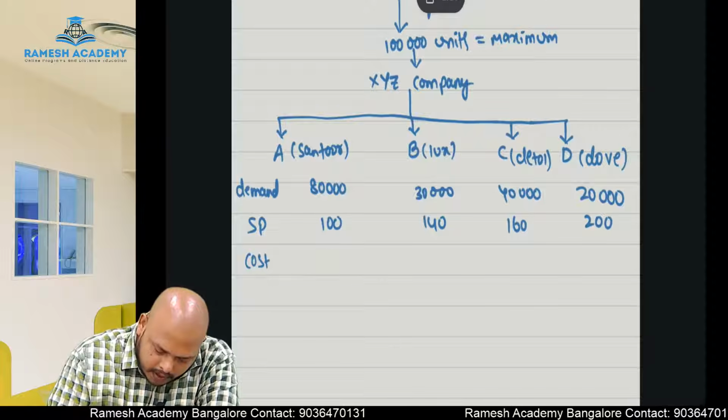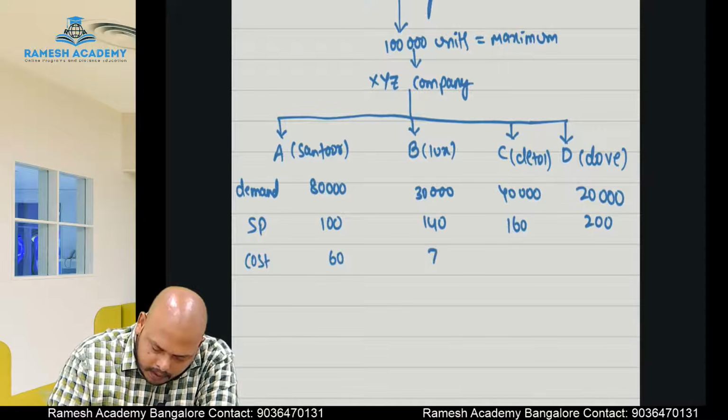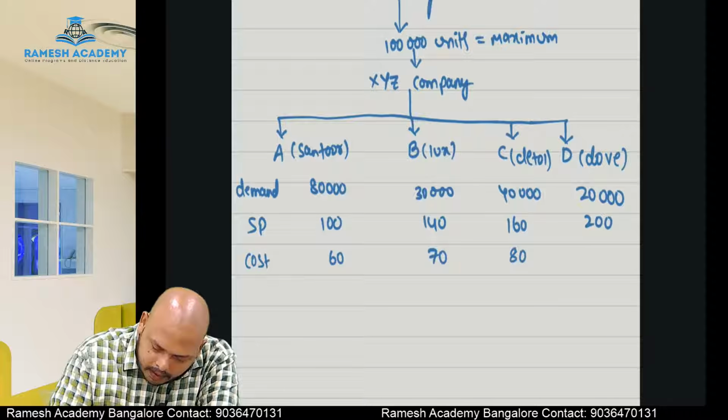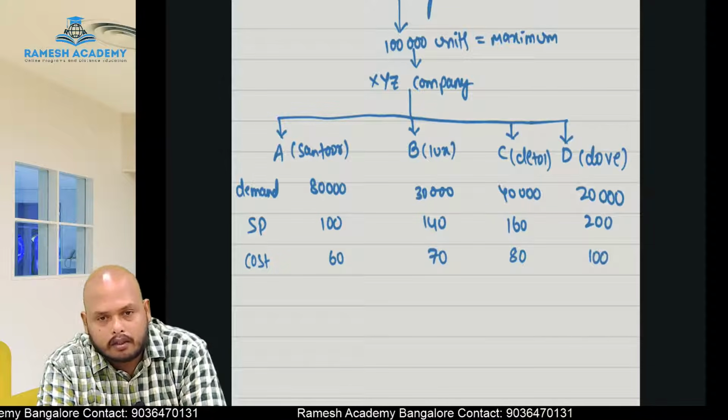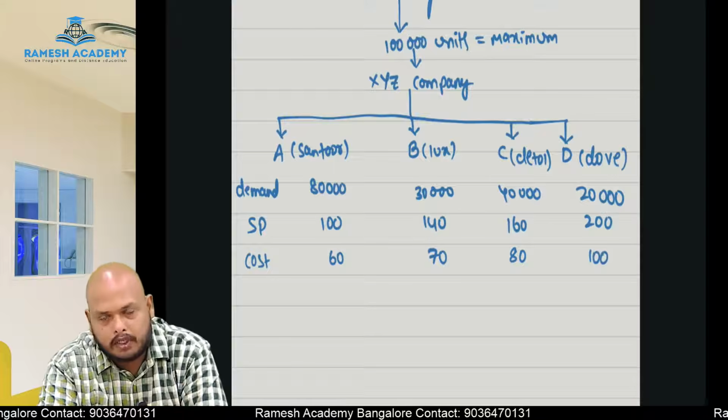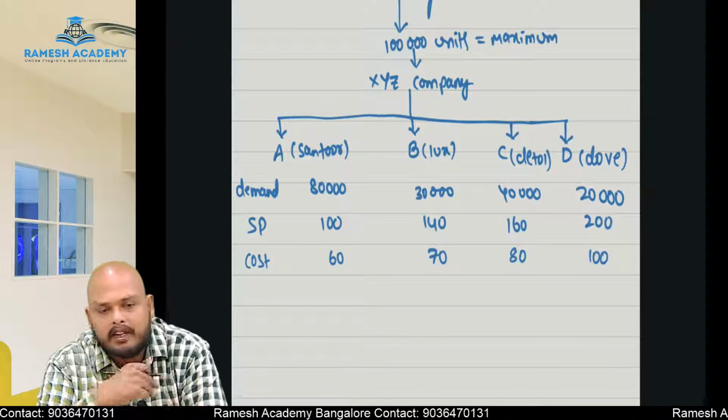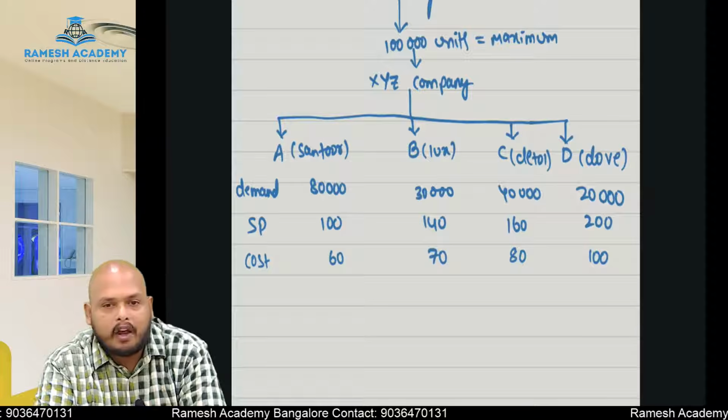Cost. Here it is 60, here it is 70, here it is 80, here it is 100. This is the cost for manufacturing these soaps. Selling price is given, cost is also given in the question. Then how can we make a decision?